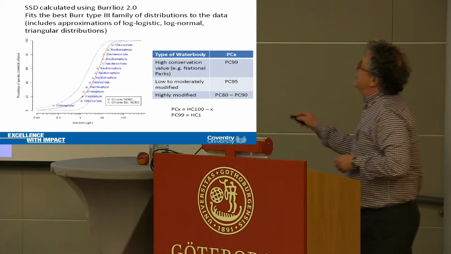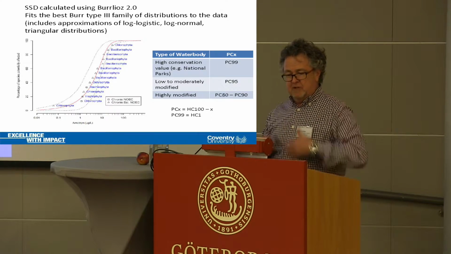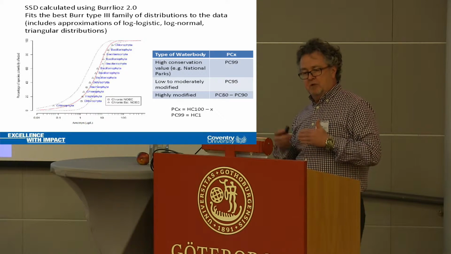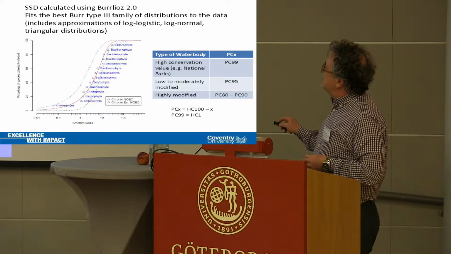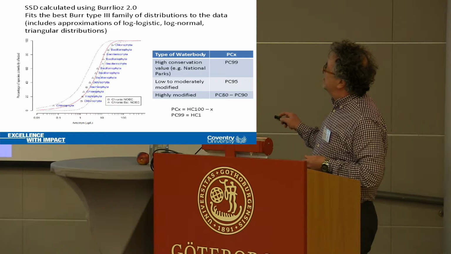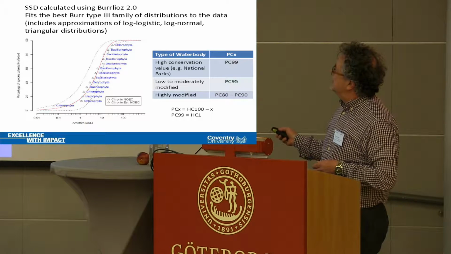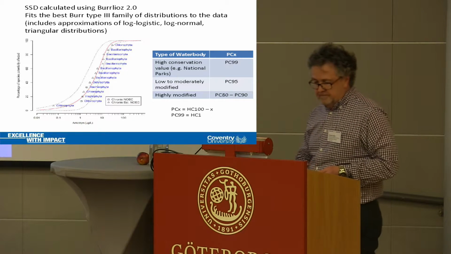So when it comes to the SSD, we use the Burrlioz 2 type software to fit the distribution to the data. We use that because it's a more flexible approach. It selects from a family of distributions, which are called the Burr Type 3 family of distributions, and they have approximations for a lot of the other distributions that some of the other software programs use.